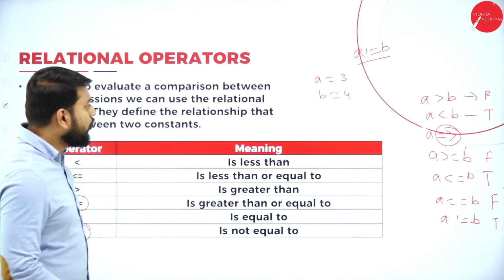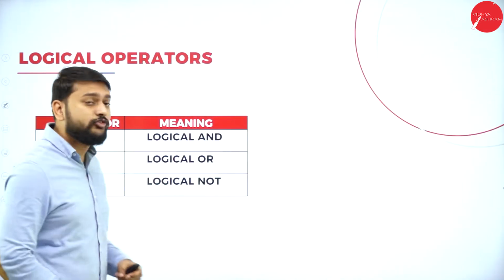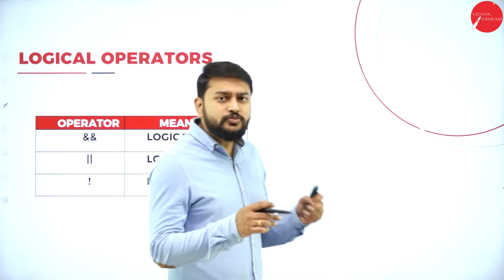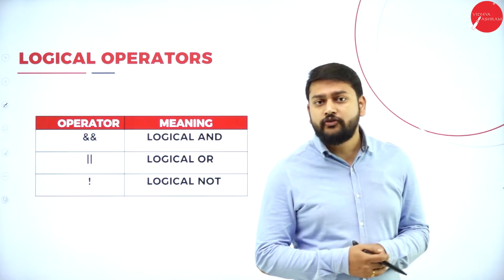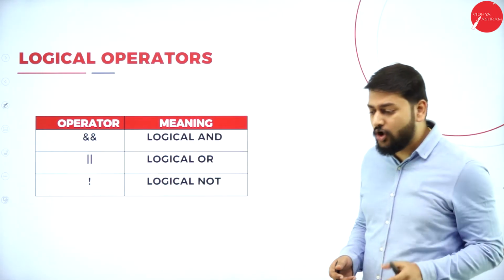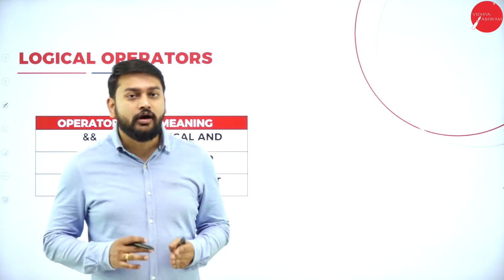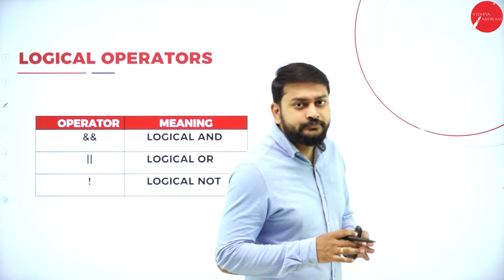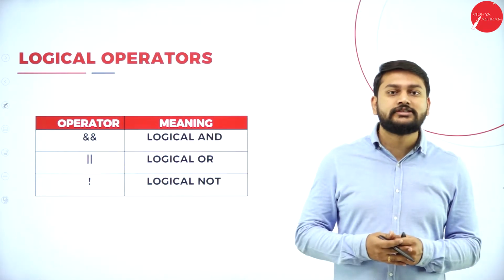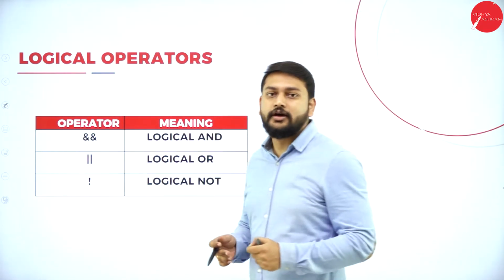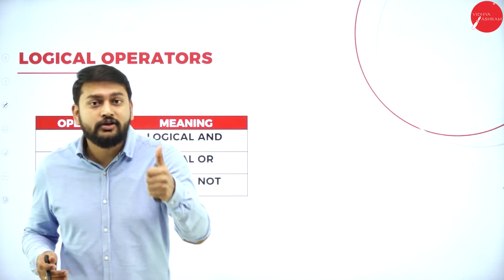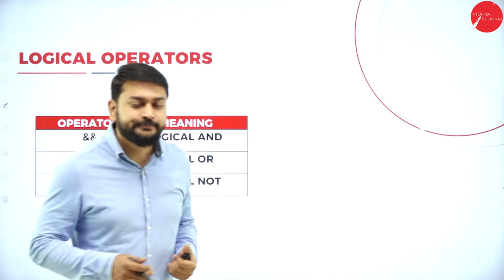So fine. Moving on to the next one, we have logical operators. When it comes to logical operators, please make a note of it. Three very important operators. One is logical AND, another one is logical OR, another one is logical NOT. I repeat for all of you, my dear students, we have three operators: logical AND, logical OR, logical NOT.